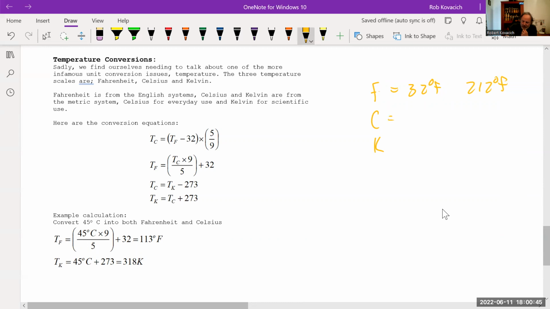In Celsius, I want you to know 0 degrees Celsius is freezing, and 100 degrees Celsius is the boiling point. And if I'm going to talk about the Kelvin scale, I just add 273 to that. So 273 K is freezing, and 373 K is the boiling point. So freezing point, boiling point. Other numbers that I want you to recognize.